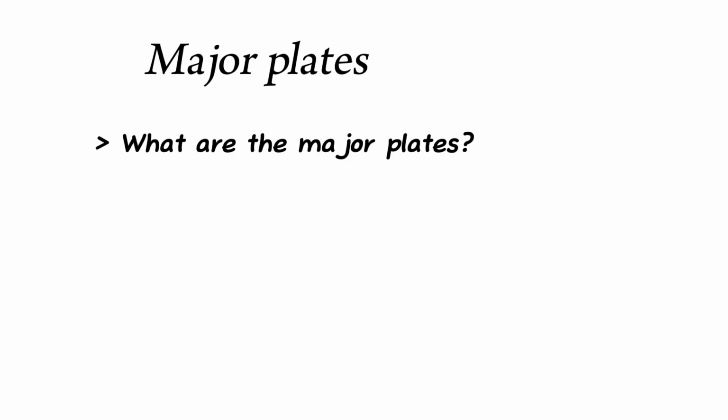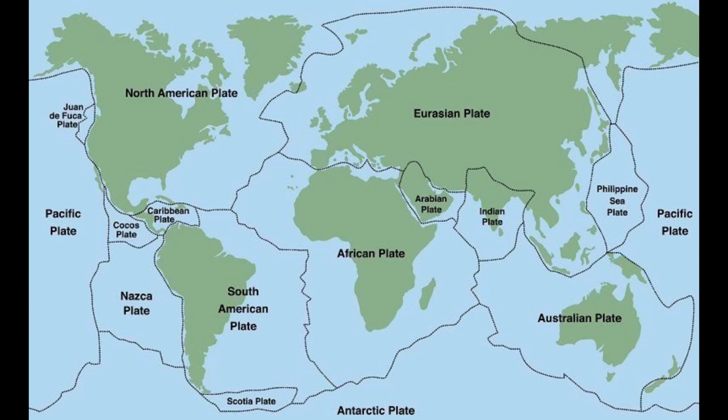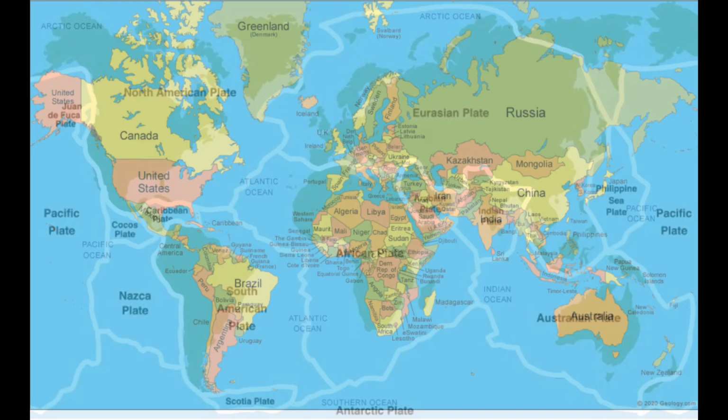Major plates. What are the major plates? Scientists have identified 7 major tectonic plates. In order from largest to smallest, they are the Pacific Plate, the North American Plate, the Eurasian Plate, the African Plate, the Antarctic Plate, the Indo-Australian Plate, and the South American Plate. Each plate is named based on what lies above it.